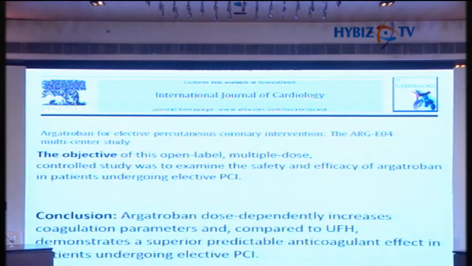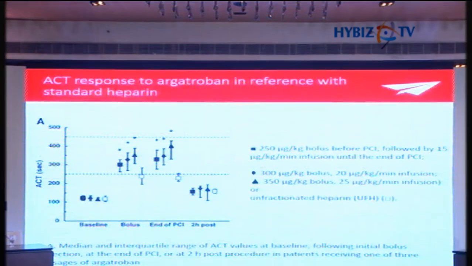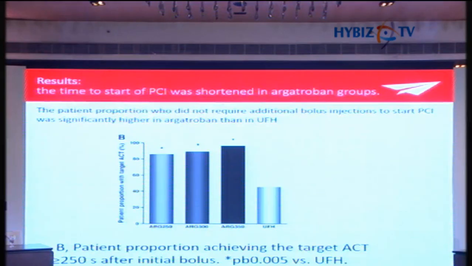This is a small study that was published when they studied the effect of argatroban in elective PCI situations. So this is the ARG-E4 study. Argatroban dose-dependently increases coagulation parameters and, compared to UFH, demonstrates a superior and predictable anticoagulant effect in patients undergoing elective PCI. This is the dosage that is between 200 to 350. It adequately maintains the ACT around 300 to 500, whereas with unfractionated heparin it is very unpredictable and the ACT can vary a lot.